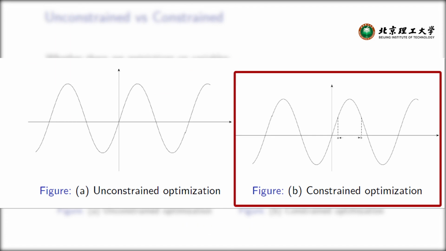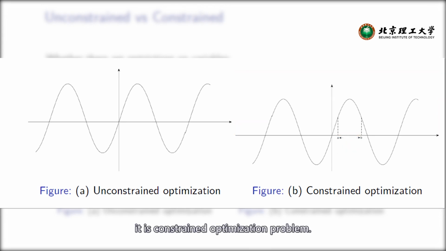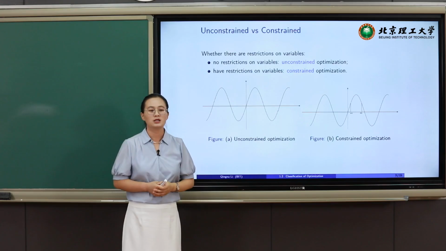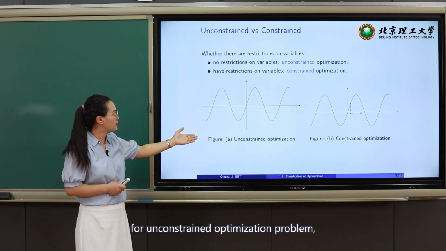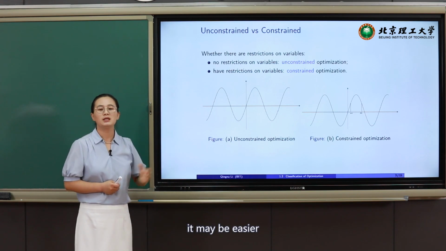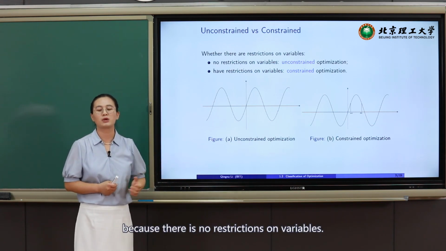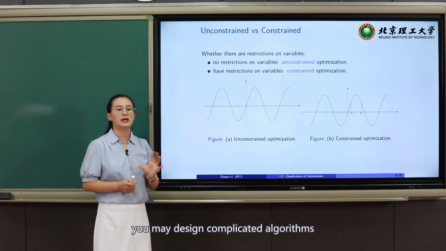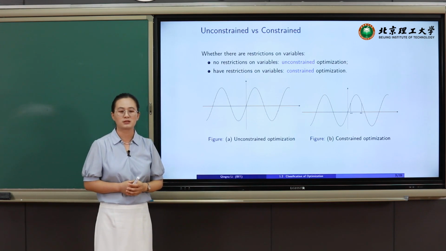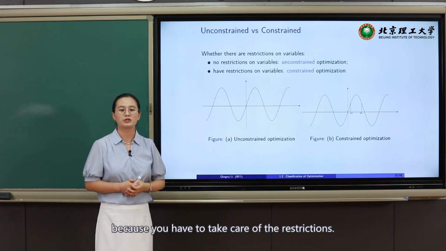And for figure B, we have some restrictions on variables. We require the interval to be between a and b. In other words, figure B is a constrained optimization problem. So it is easy to see that an unconstrained optimization problem may be easier because there are no restrictions on variables. However, for constrained optimization, you may need to design complicated algorithms because you have to take care of the restrictions.